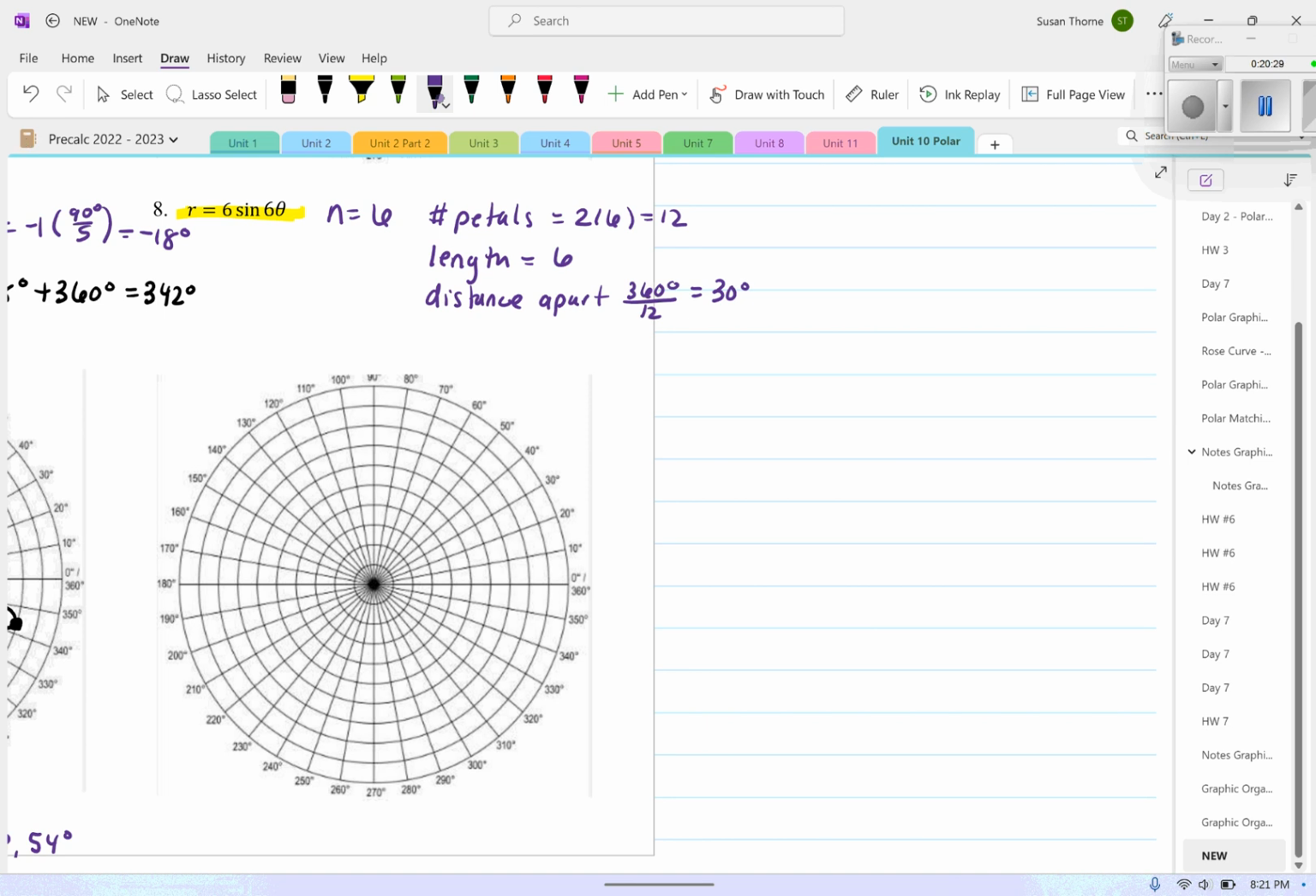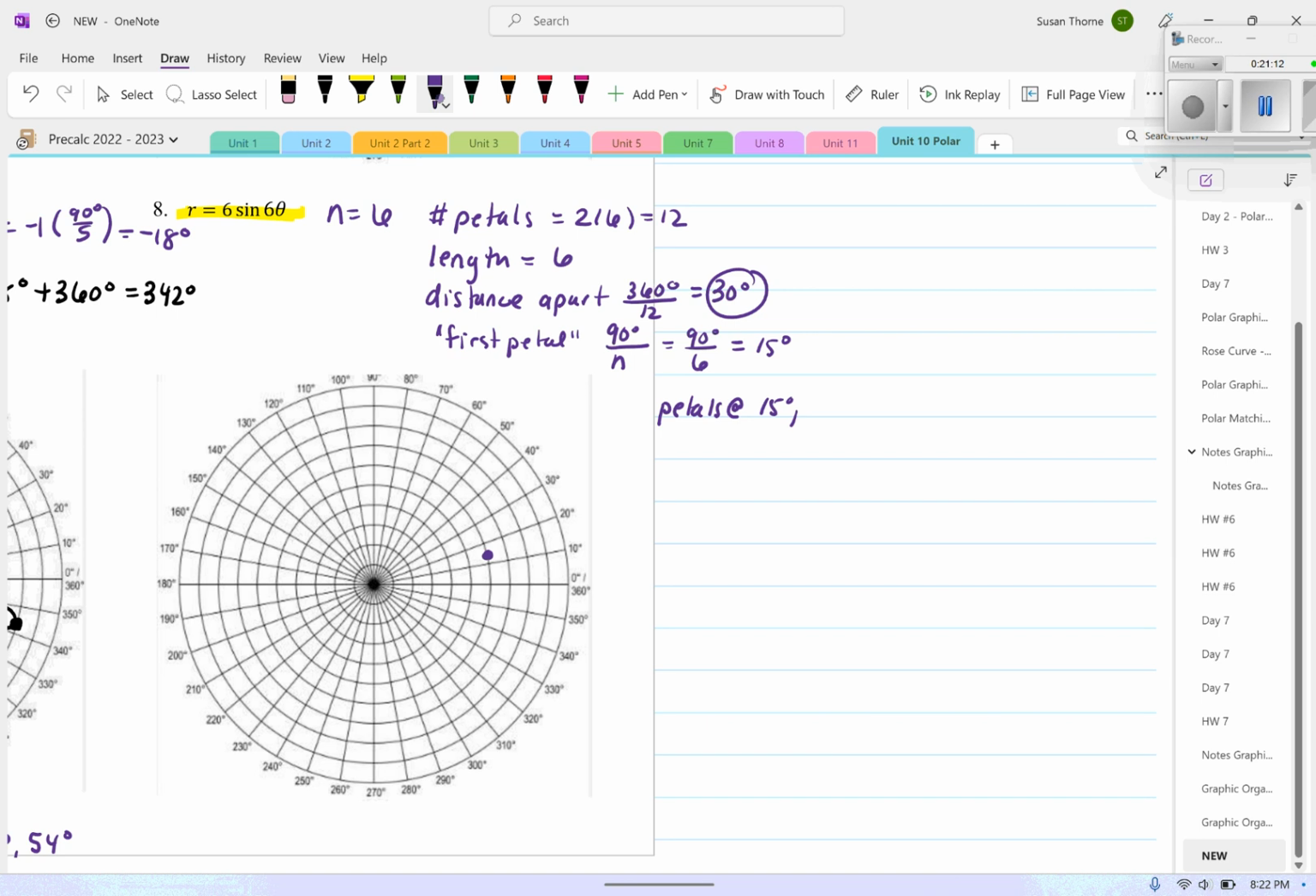And the first petal would be 90 degrees divided by n. So notice that it's not 2 times n, it's 90 divided by n. So 90 degrees divided by 6 would give us 15 degrees. So that first petal is going to be at 15 degrees out a distance of 6 from the pole. So 1, 2, 3, 4, 5, 6. So right there. And that means our petals are at 15 degrees.